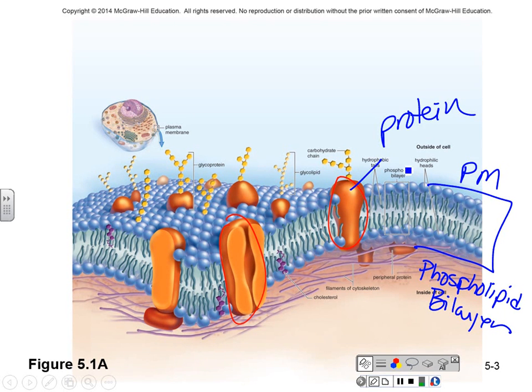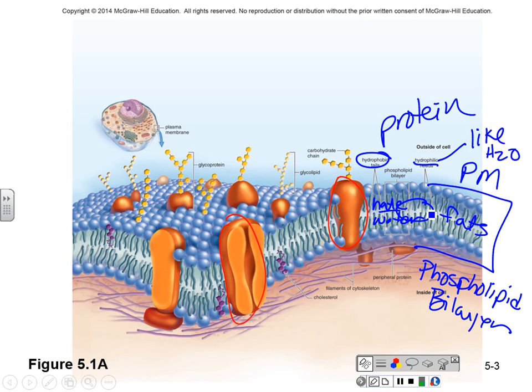You might see these terms, hydrophobic and hydrophilic. The heads like water. Philic means like, so they like water. The tails, remember these are fats, these are lipids. They are hydrophobic. Phobic means fearing, so these guys hate water.